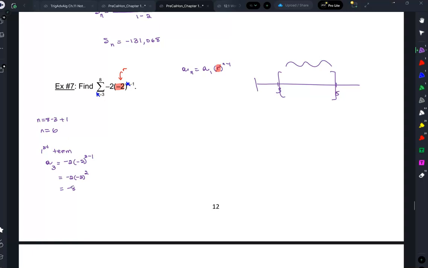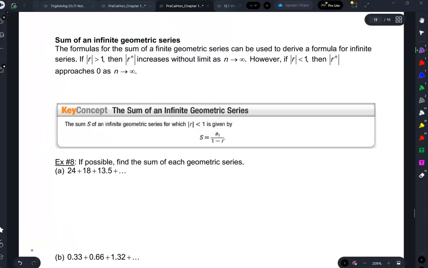Okay, let's use the first formula for this one. So S sub n is going to be A1 times 1 minus r to the n over 1 minus r. A1, that's the first term of the chunk that you're summing up. 1 minus r, negative 2, to the power of however many numbers you're adding, 6, over 1 minus negative 2, 1 plus 2. So altogether, 168. Okay, so let's move on.